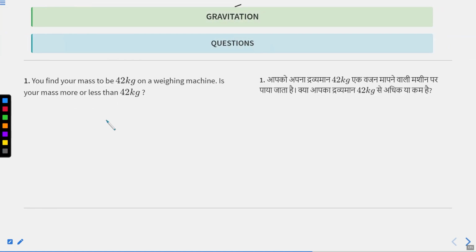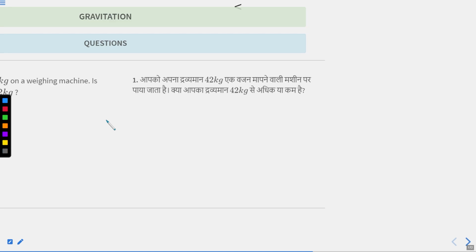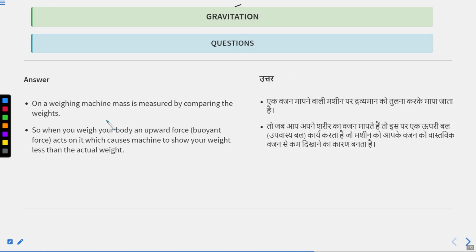Let's solve some questions. You find your mass to be 42 kg on a weighing machine. Is your mass more or less than 42 kg? What will be the answer according to you?